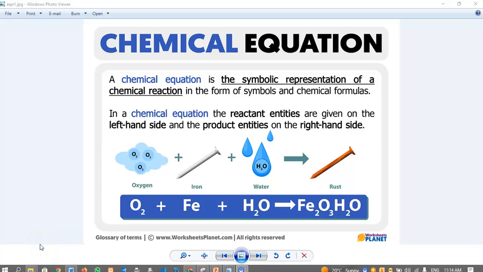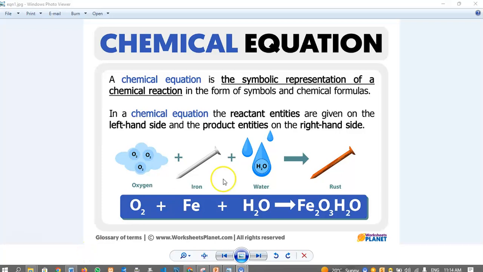Okay, this time we are going to look at how to balance the chemical equations. We have been seeing what a chemical equation means and how to write a chemical equation. Now we are going to see how to balance the chemical equations. This time around, we are going to balance them by using software.